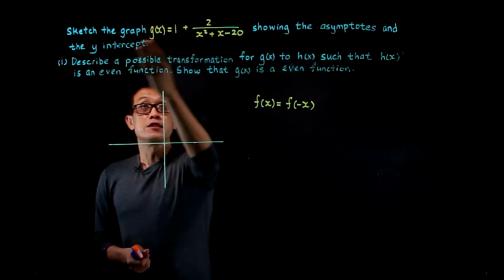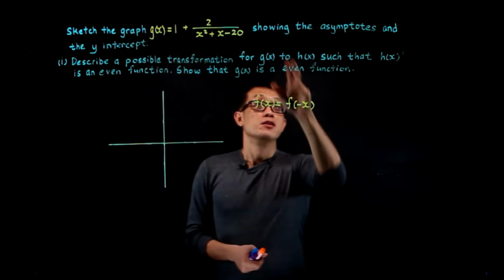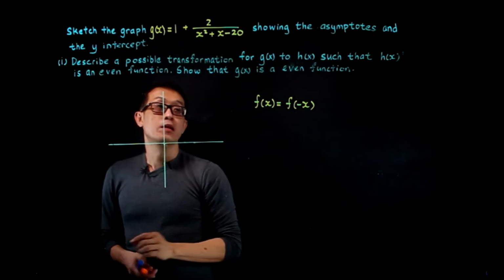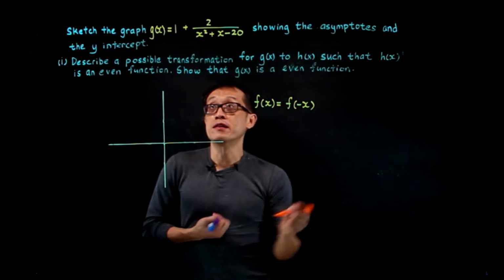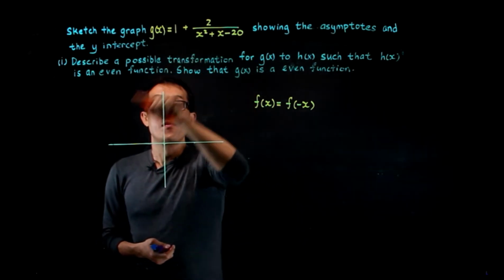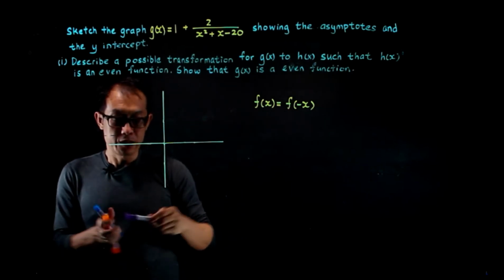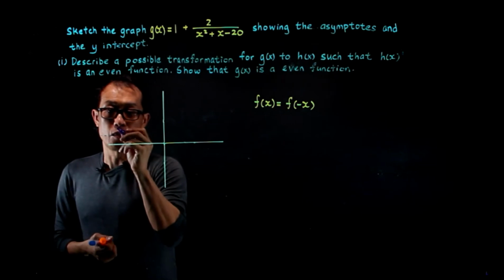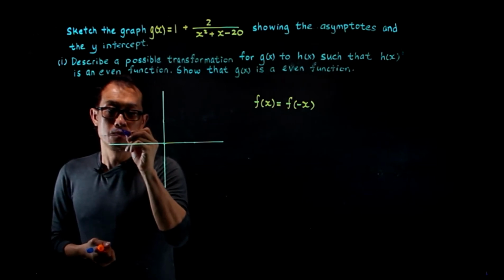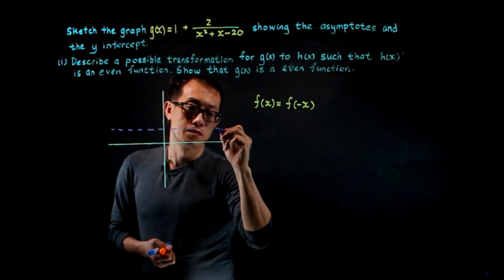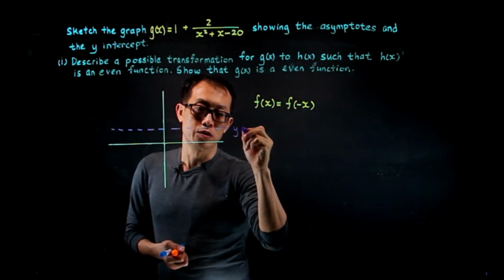Now you are asked to sketch this graph g of x, showing the asymptotes and the y-intercept. Now let's try to draw this graph then. Now this is the horizontal asymptote. So the horizontal asymptote, let's say this is y equals 1.